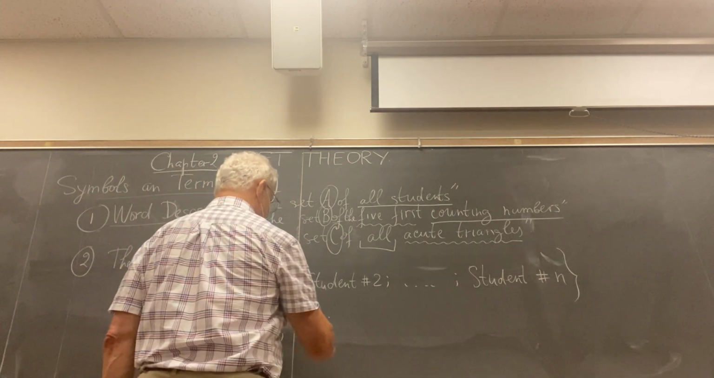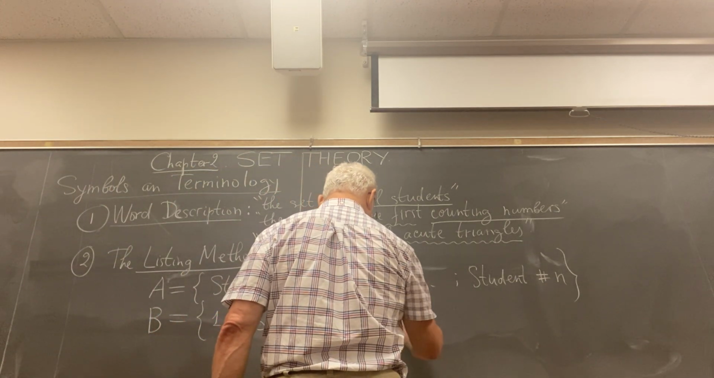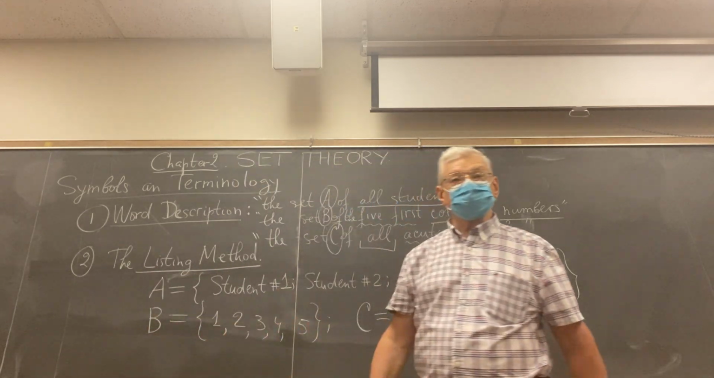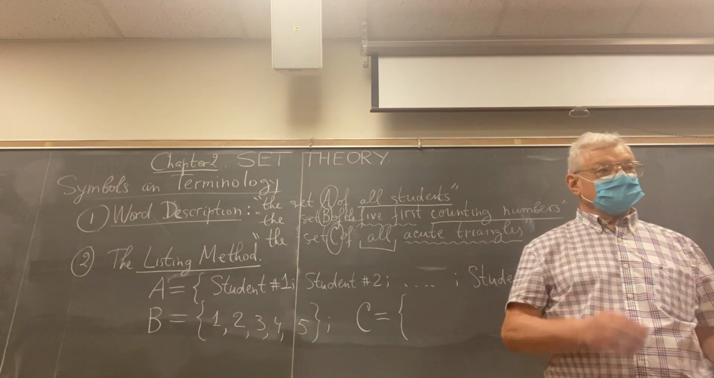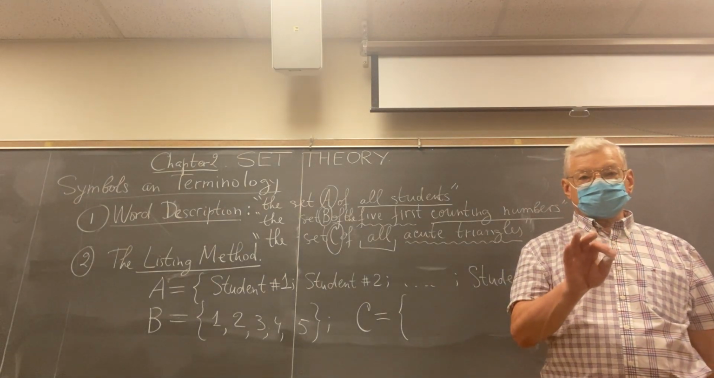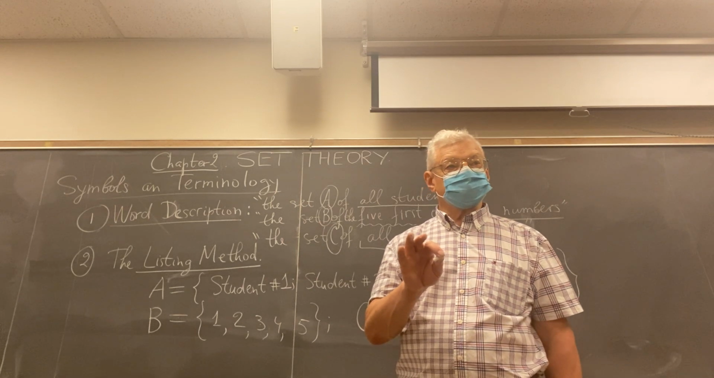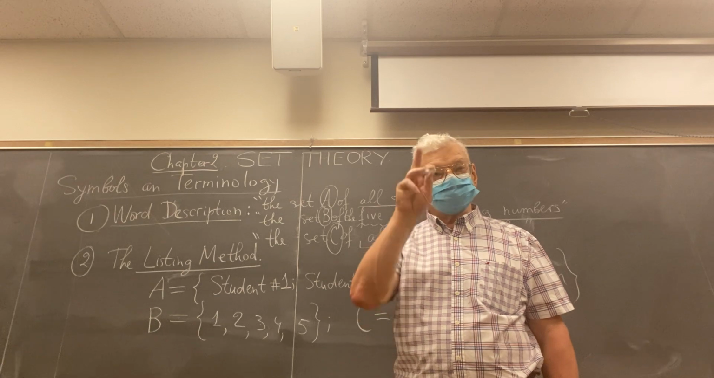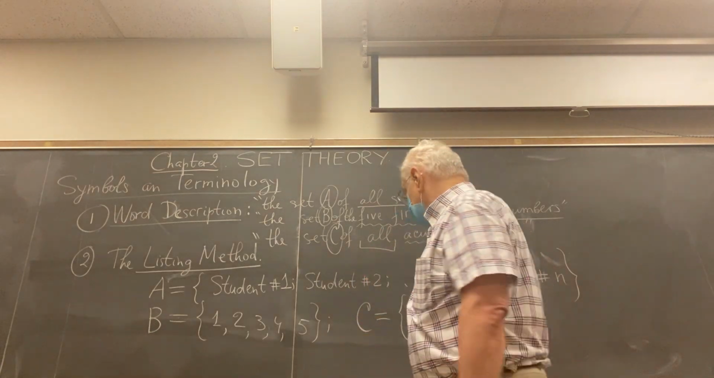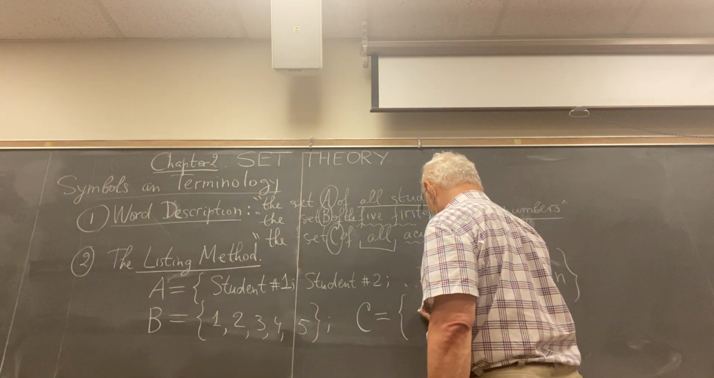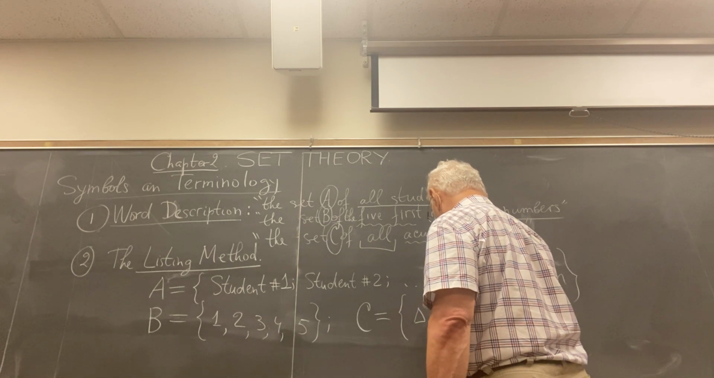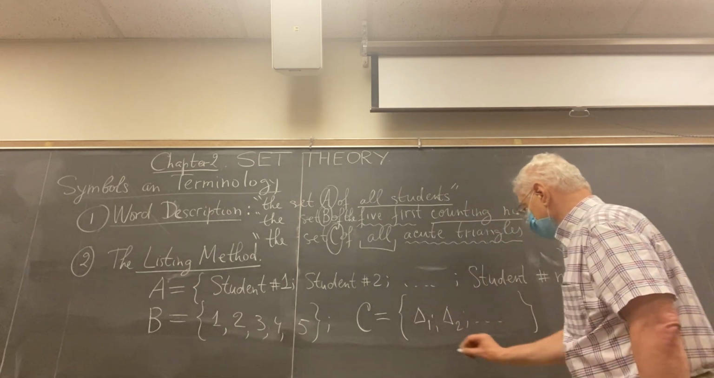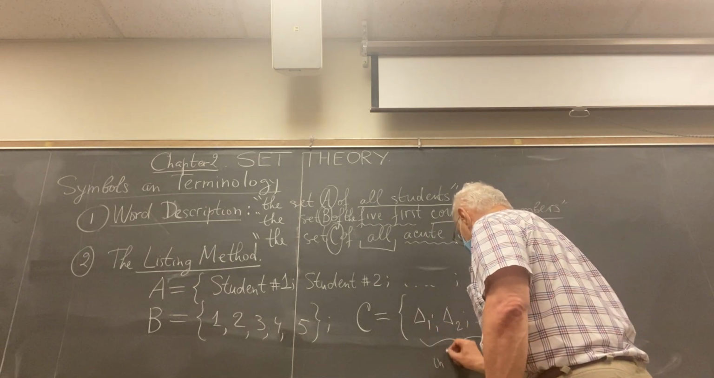Next one, C, is all acute triangles. There are infinitely many such triangles. What do you know about an acute triangle? Yes, each angle is less than 90 degrees, right? So, triangle number 1, triangle number 2, and so on. Actually, it's infinitely many. Let me just write infinitely many.